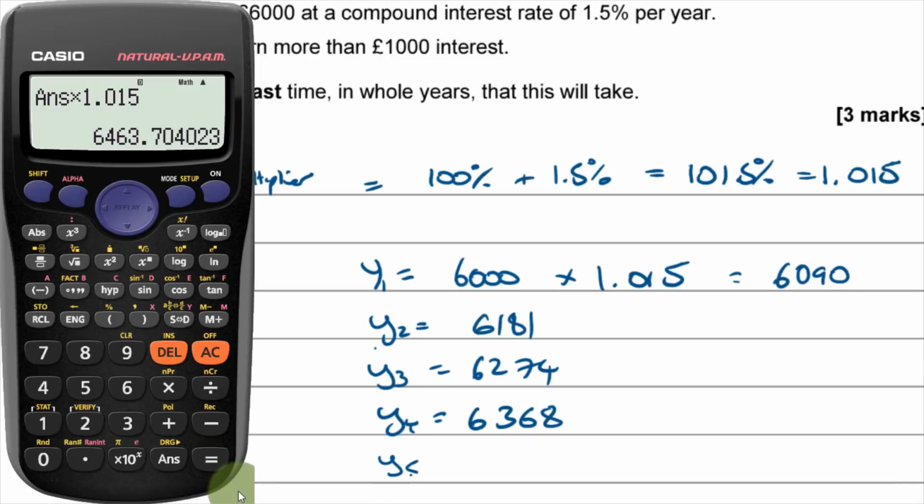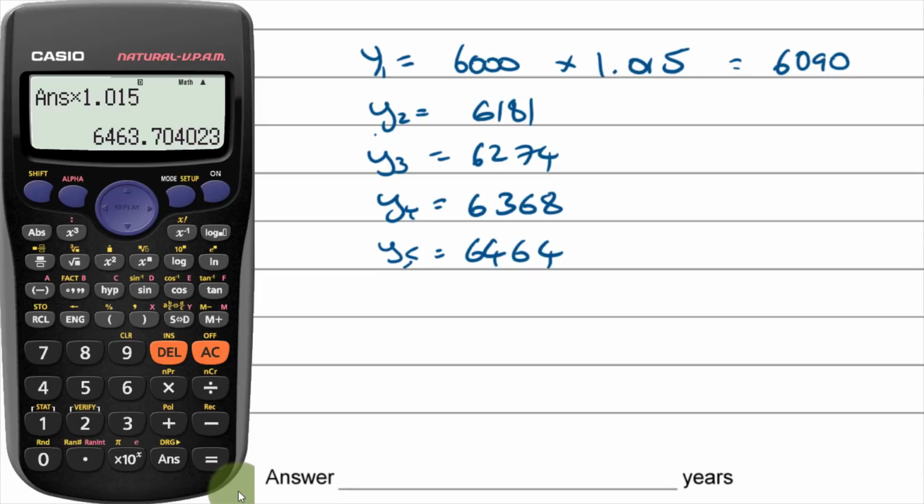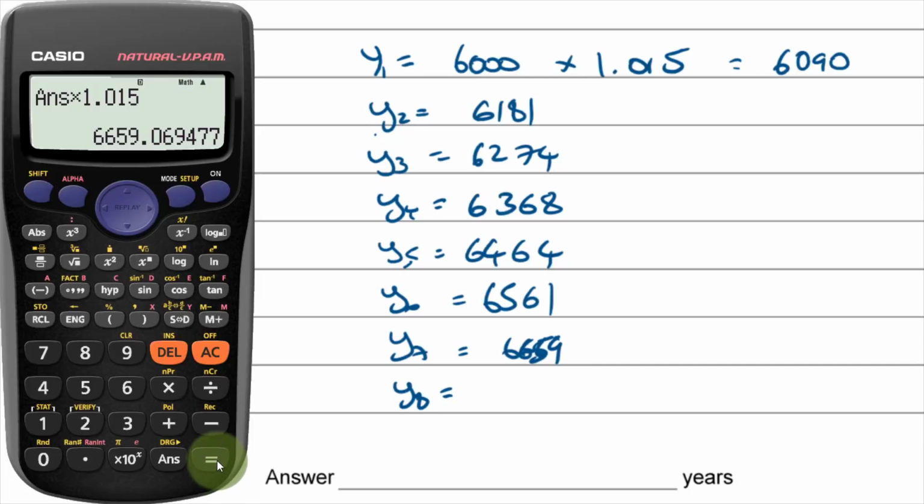Year 5 equals 6464. Rounding up. Year 6, 6561. Year 7, 6659. This is a bit boring. Year 8. Probably we don't have to write all these down. This is too long and boring.